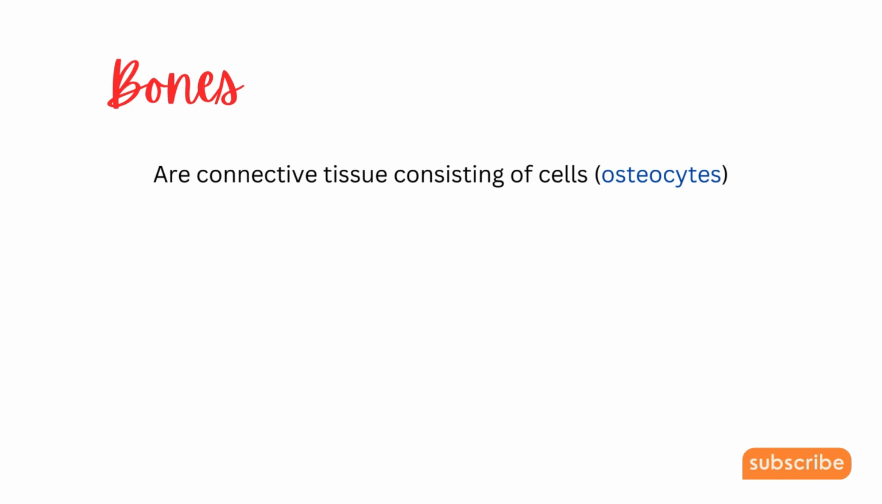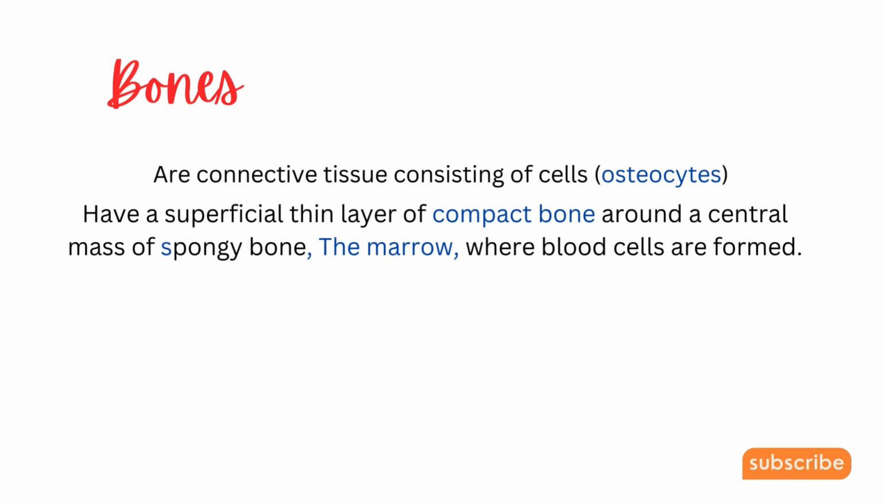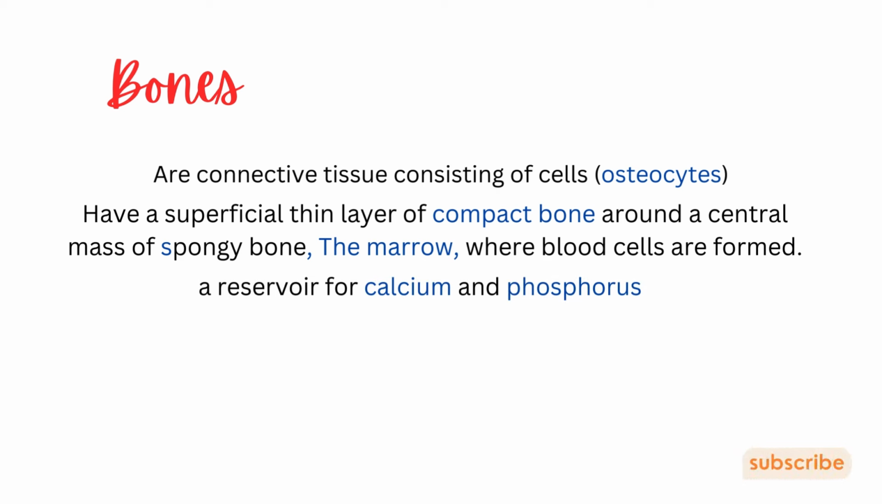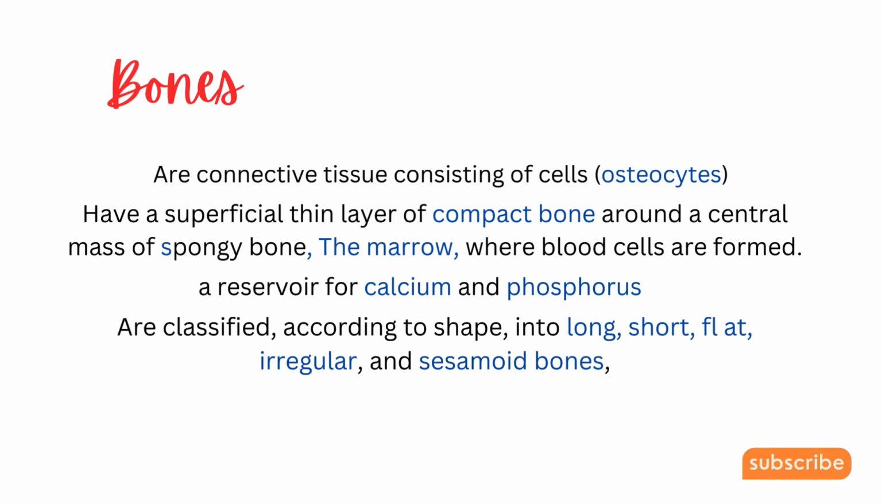Now, if we talk about what the bone itself is, the bone is a connective tissue consisting of cells. The cells of bone are termed the osteocytes. Bones have a superficial thin layer of compact bone around a central mass of spongy bone, which is the marrow, where the blood cells are formed. Bones also serve as a reservoir for calcium and phosphorus. And if we talk about the classification of bones, they are classified according to their shapes into the long, short, flat, irregular, and the sesamoid bones.